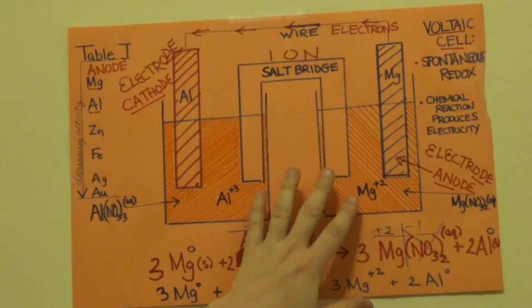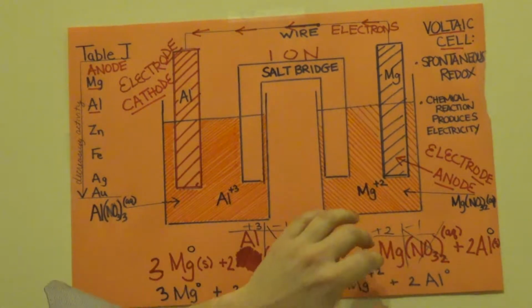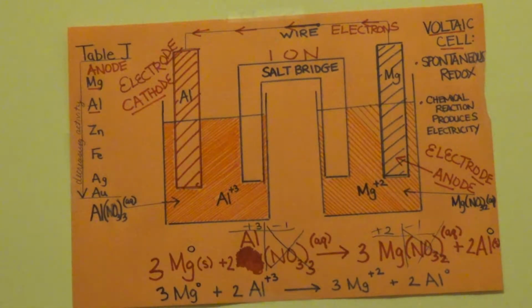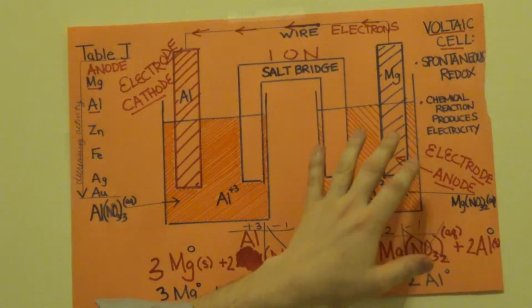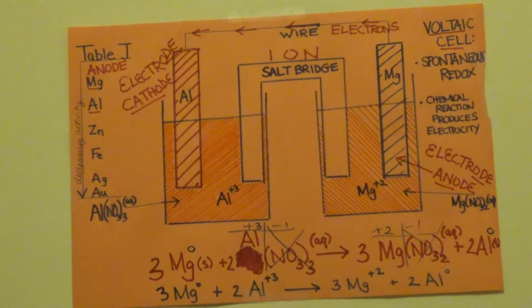So the most important point, as I said, is determining what is the anode and what is the cathode. Now, remember we talked about these things called half reactions. We want to say, what half reactions correspond to each of these metals? And I'm going to do that in a moment.